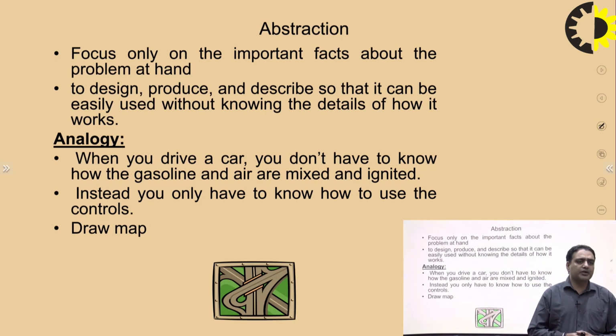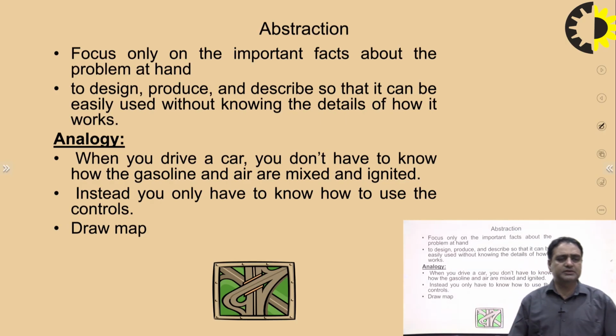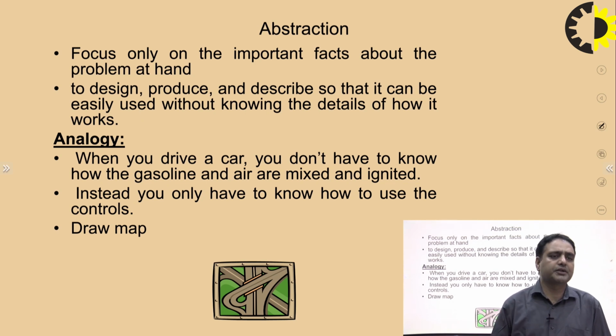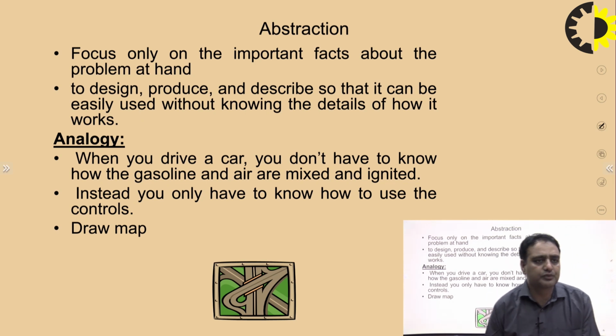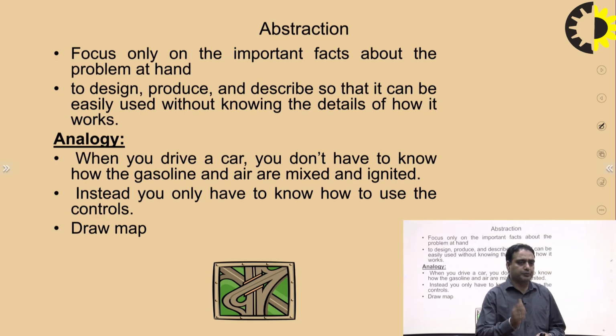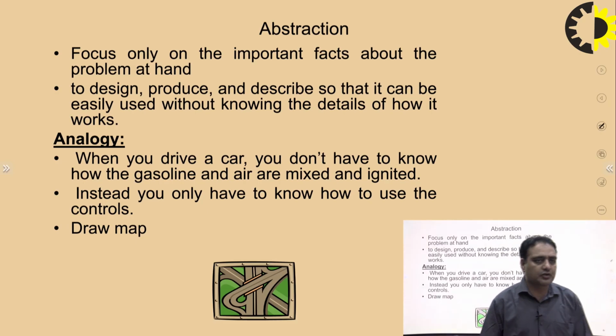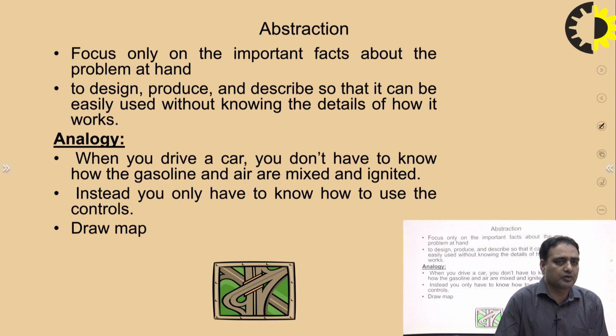When you drive a car, you don't have to know how the gasoline and air are mixed and ignited. Instead, you only have to know how to use the controls. Abstraction means that if you are driving a car, you can use the clutch, you can use the brake, and you can push the button and the lights will be on or off.